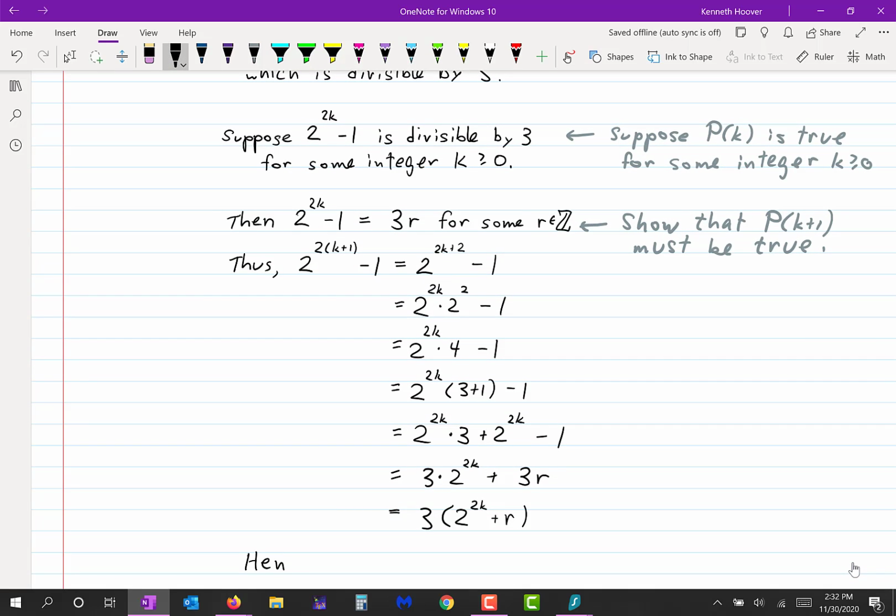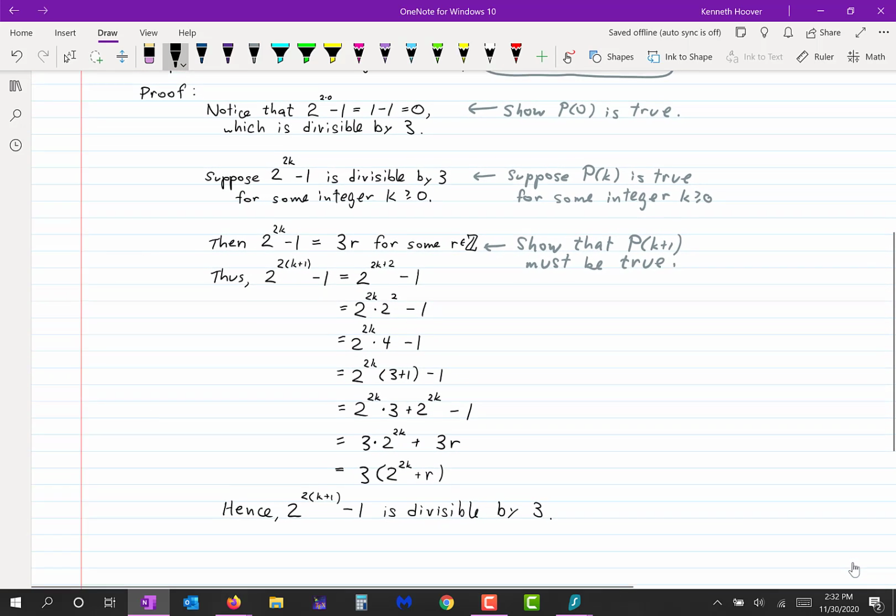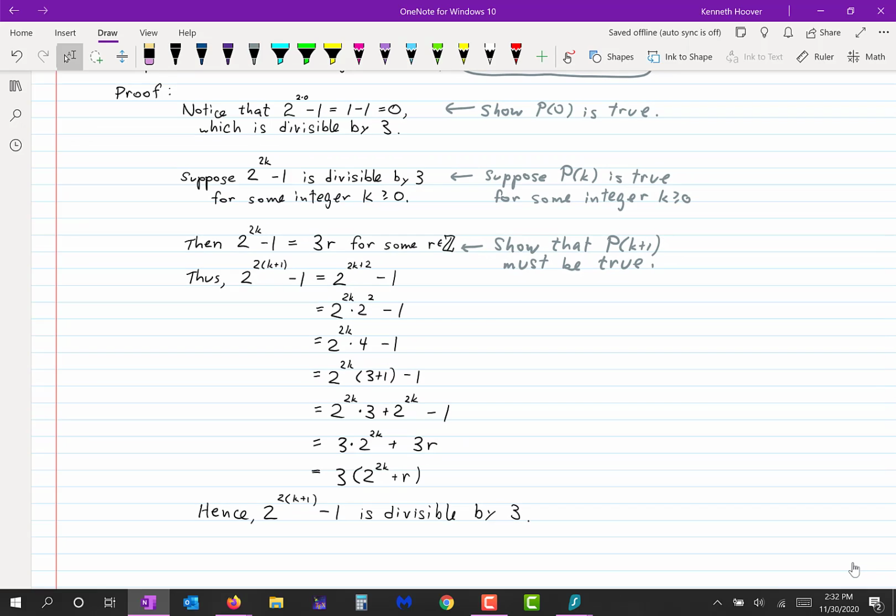Hence, 2 to the 2k plus 1 minus 1 is divisible by 3. And we're done. There's the whole proof. Okay?